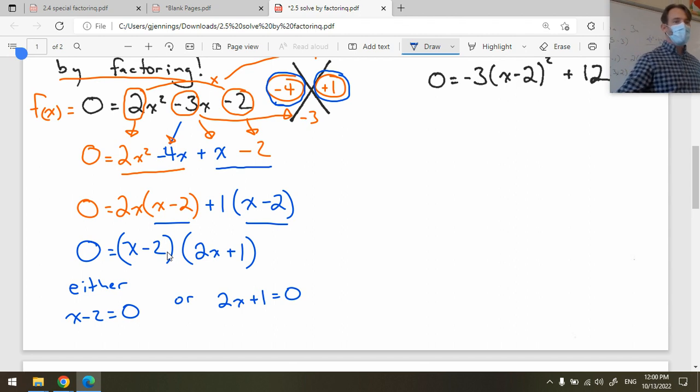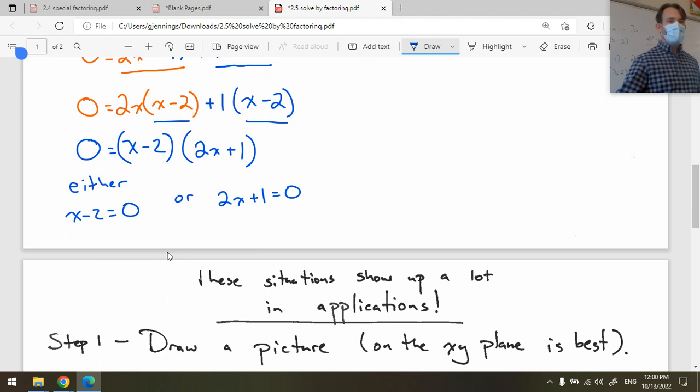Okay, so if x minus 2 equals 0, then what does x equal in this case? Yeah, x equals 2. We would get that by adding 2 to both sides. If 2 times x plus 1 equals 0, can you do that one in your head? This one is harder. If x minus 2 equals 0, then that means x is equal to 2, or this equation is true, 2x plus 1 equals 0.